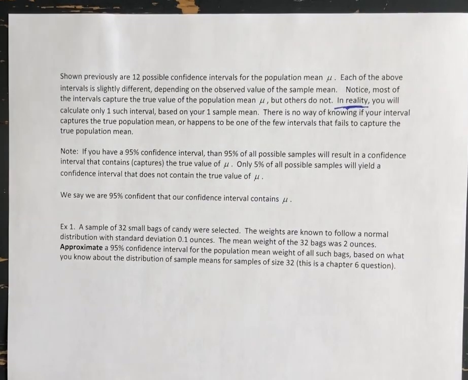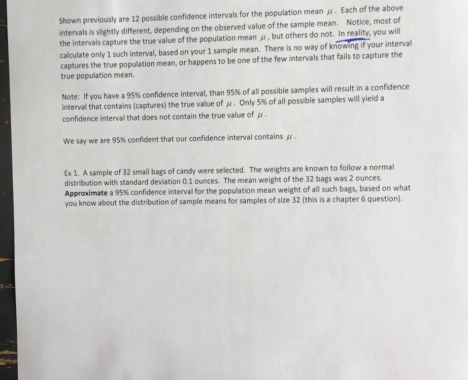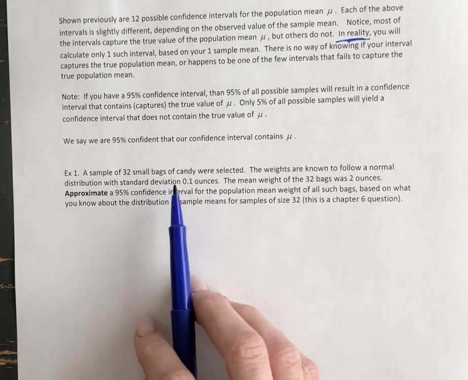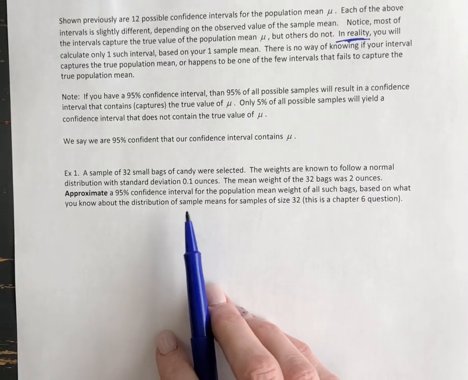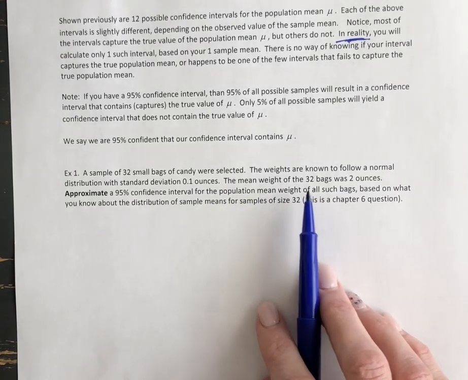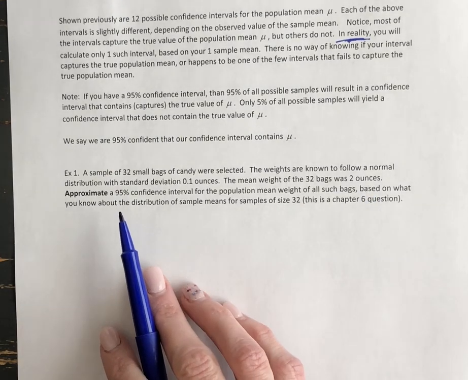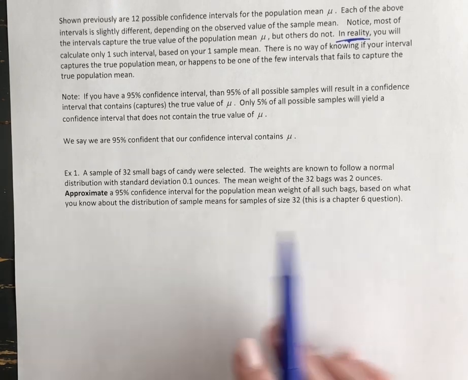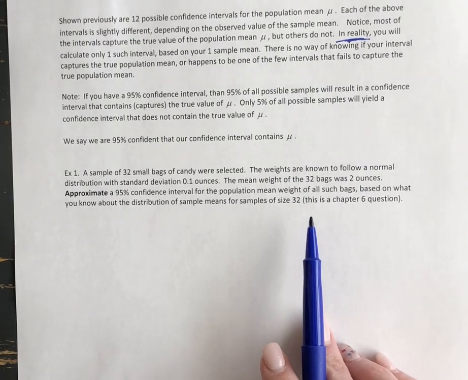Okay. So we're going to go on to an example where we get an idea of what we're talking about. This says we have a sample of 32 small bags of candy. The weights are known to follow a normal distribution with standard deviation 0.1 ounces. And it says the mean weight of the 32 bags was 2 ounces. And we're supposed to approximate a 95% confidence interval for the population mean weight of all such bags, based on what we know about the distribution of sample means for samples of size 32. Okay.